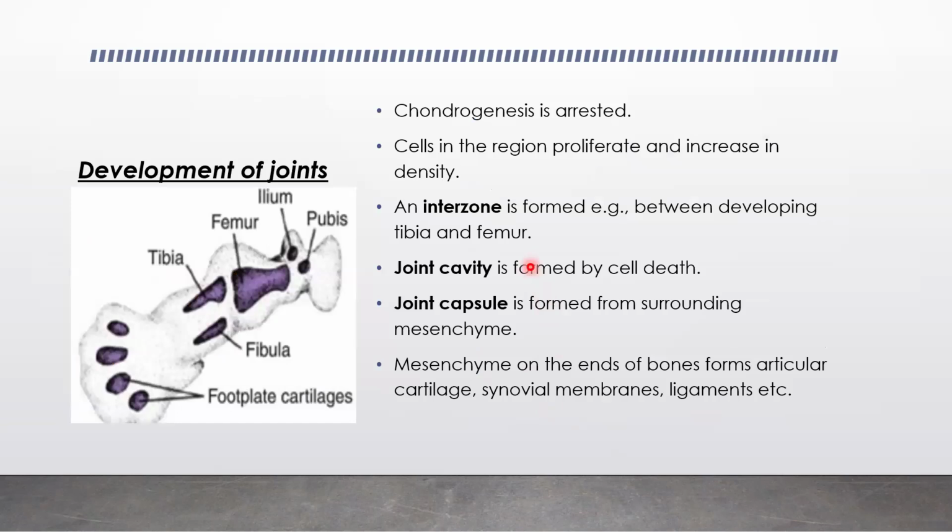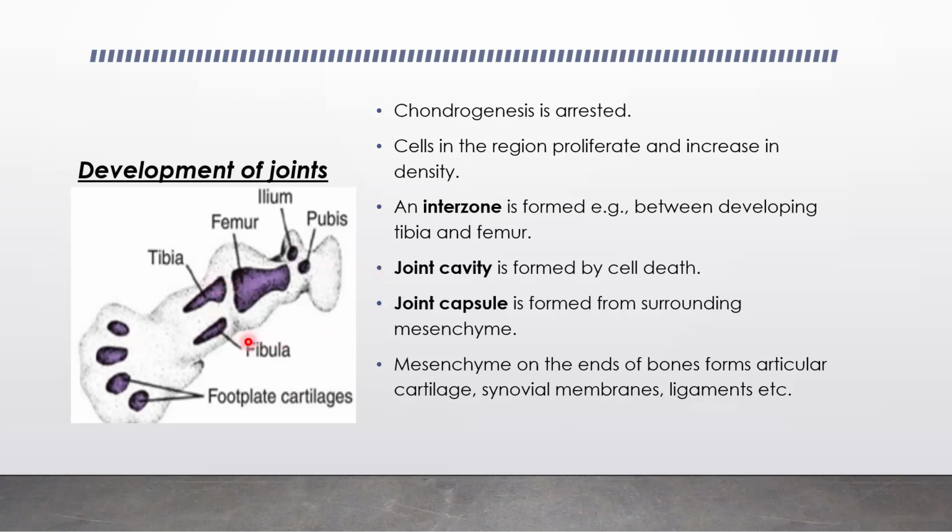So how do you develop the joints? The various joints of the limbs will be formed by arrest of chondrogenesis. So remember, a good example, the femur, tibia, and fibula will be formed by endochondral ossification. So in between, you'll have arrest of chondrogenesis. When you have arrest of chondrogenesis, the cells around that region will proliferate. When they proliferate, they form an interzone. That interzone will be formed between the long bones.